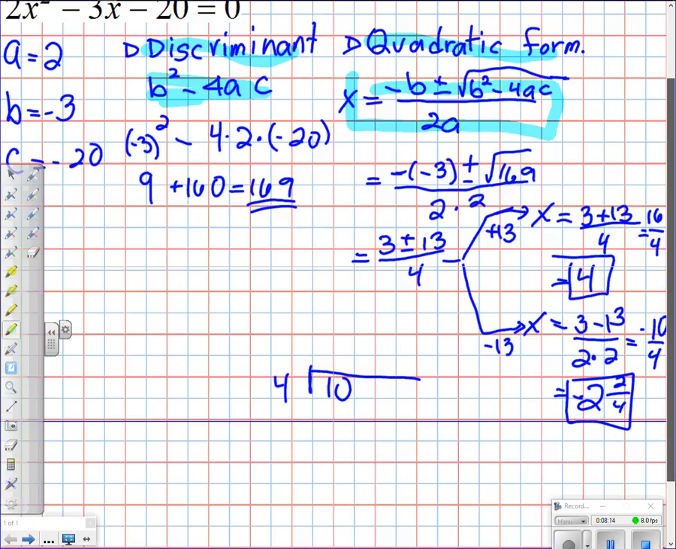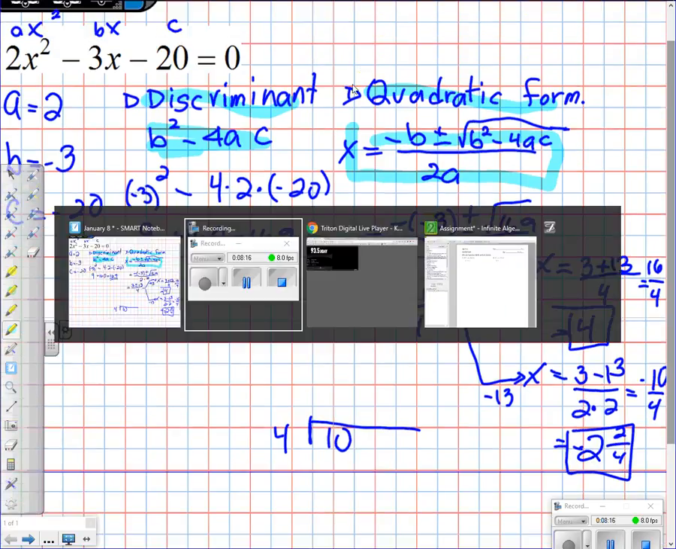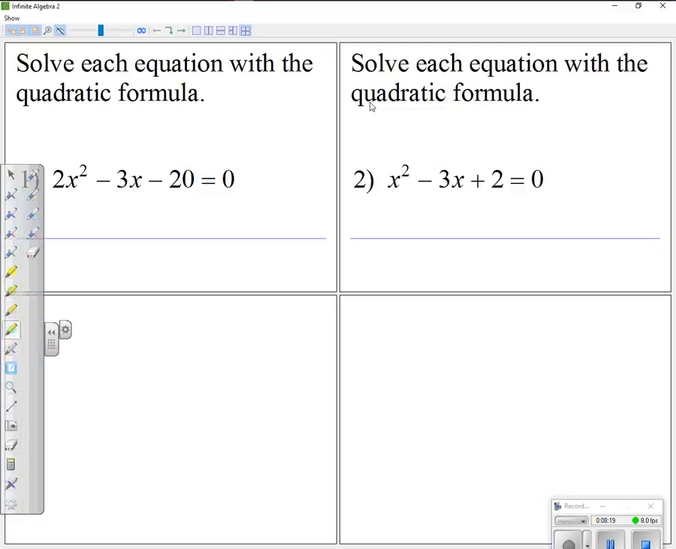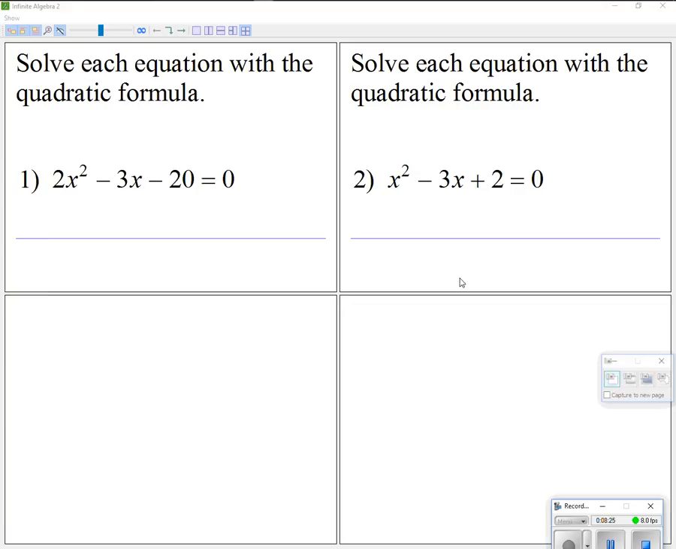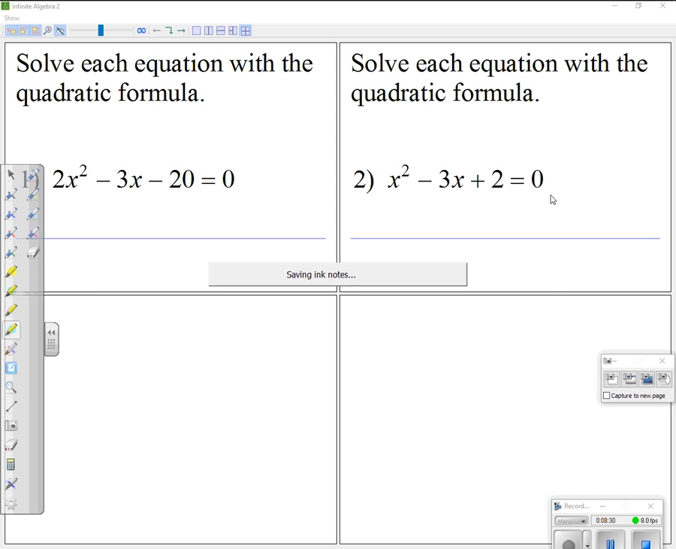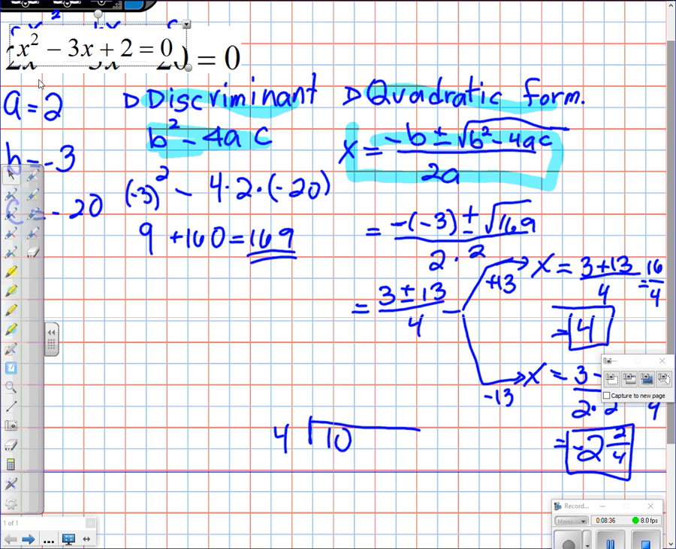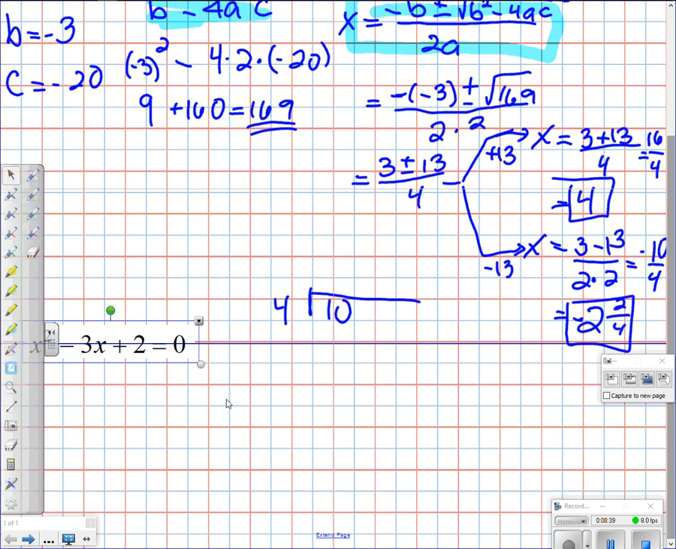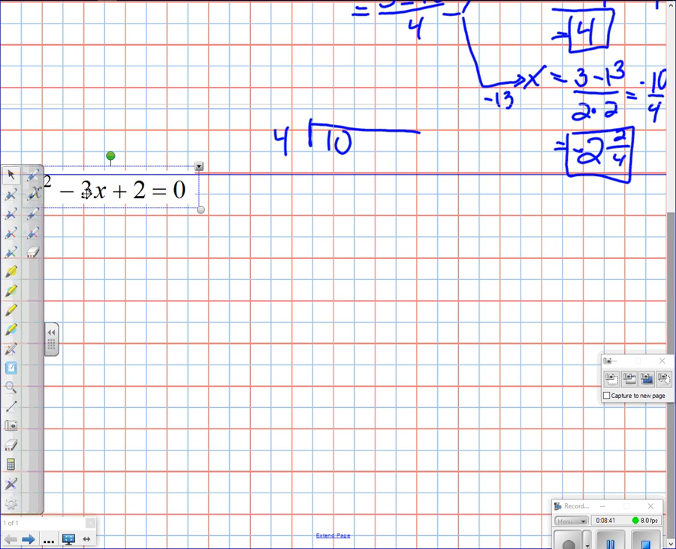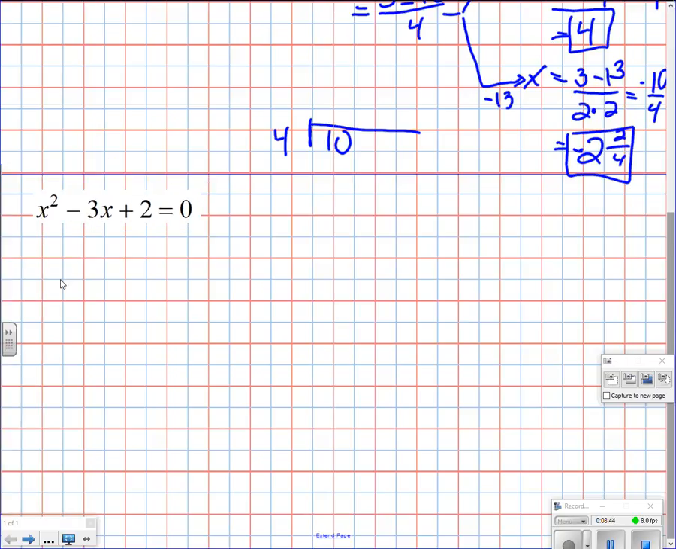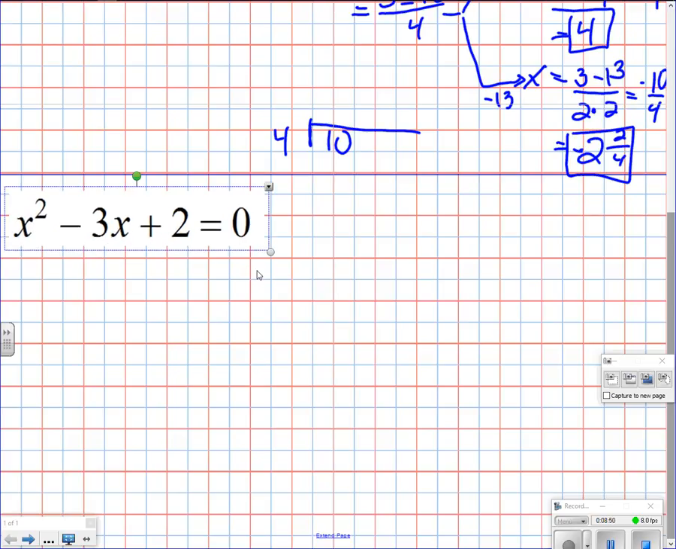Okay, so that is example number 1. Let me do example number 2. Okay, that is example number 2. So let me put over here. So problem number 2, make sure the equation is equal to 0. In this case, the equation is equal to 0.